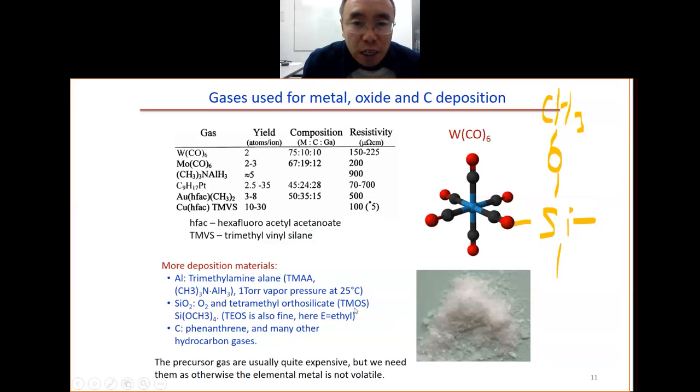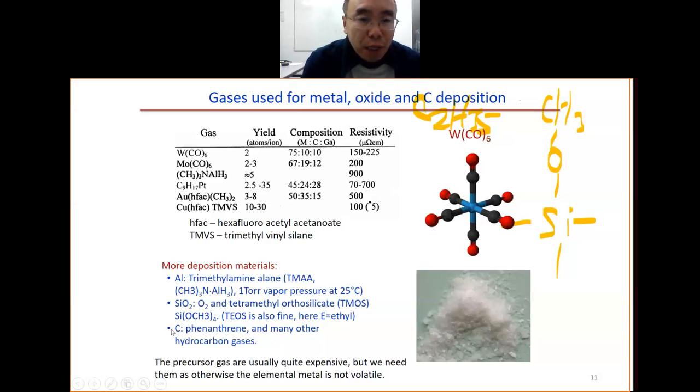The difference here is that the methyl group will become ethyl. So this part will become C2H5. So this methyl group will be replaced by the C2H5 group. It will be a TEOS.